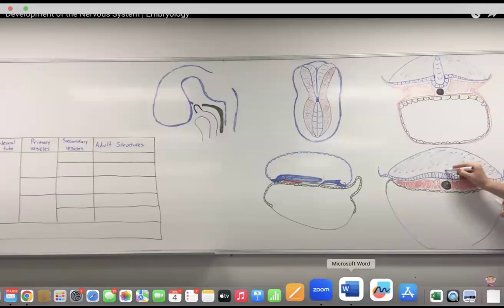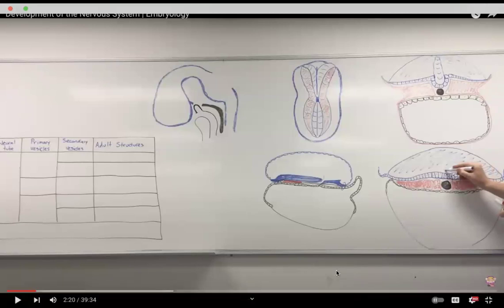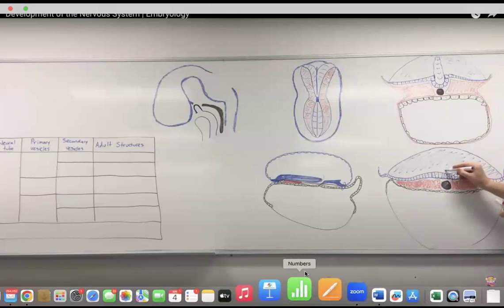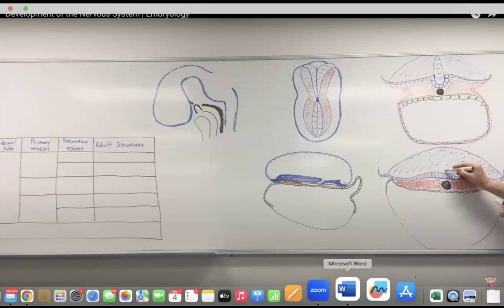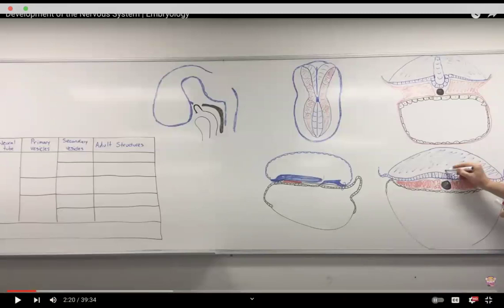Okay, so he's clearly not saying where the notochord is coming from. No, he's not as detailed. That's okay. He left out a very important point. Okay, here we go.